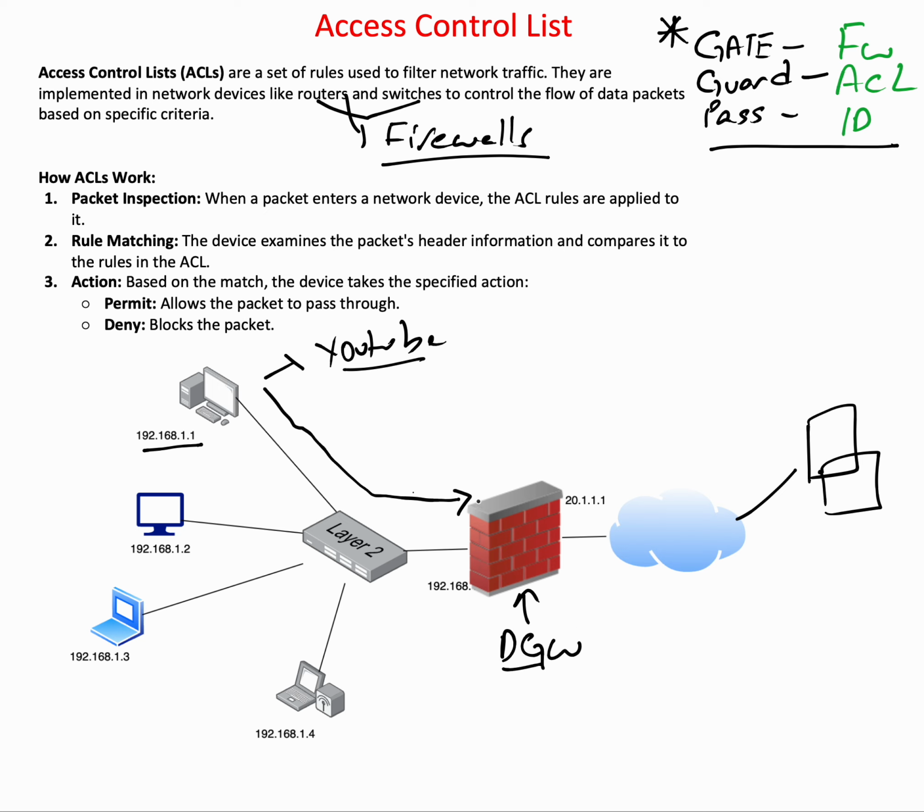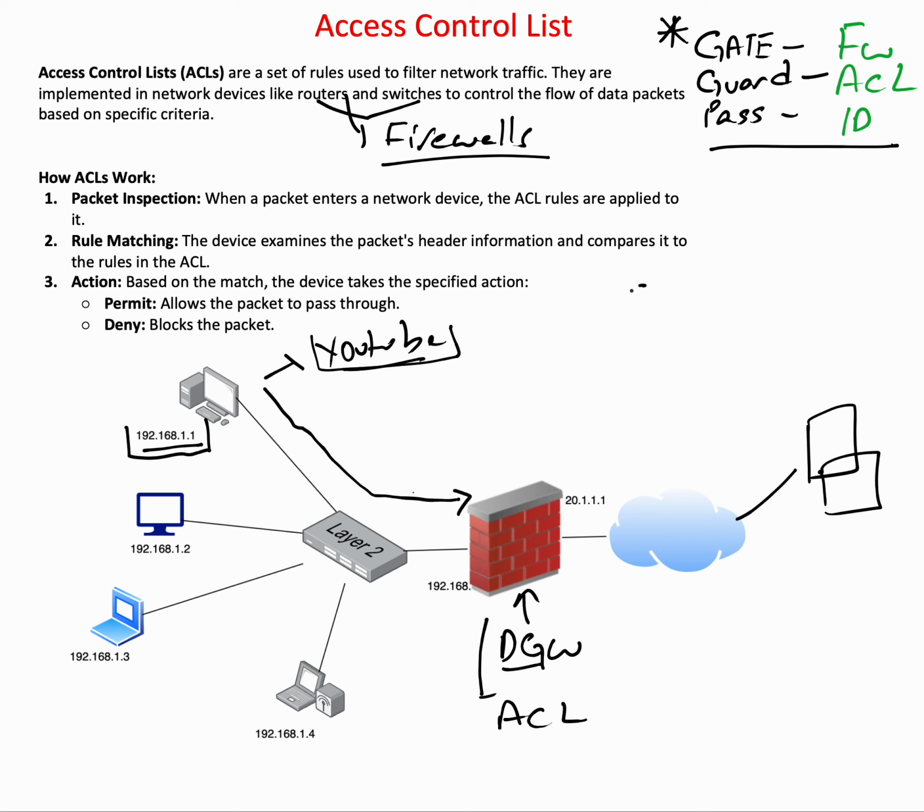So now your packet has to traverse through the firewall, which has an ACL on it. Now how will it traverse? What will happen on the firewall itself? It will check the ACL. By ACL, I mean it will check if this specific device is allowed to access this.